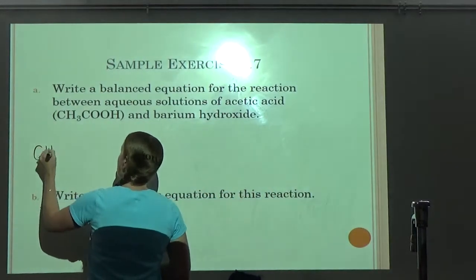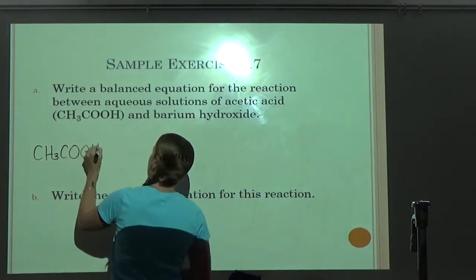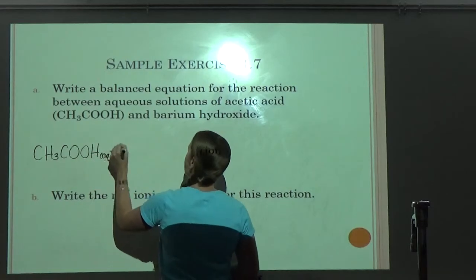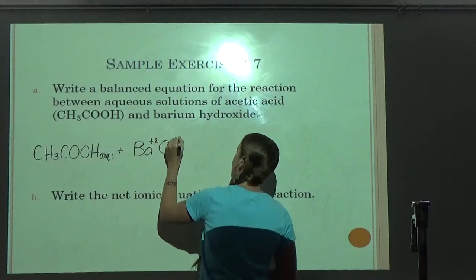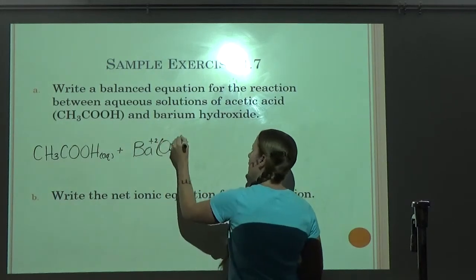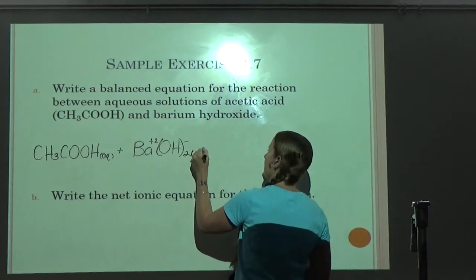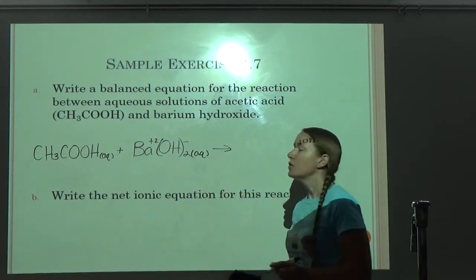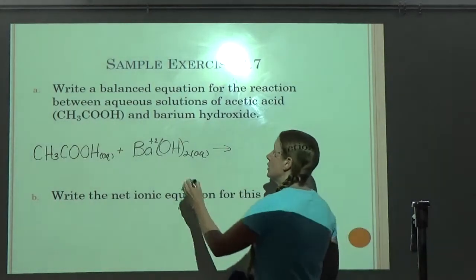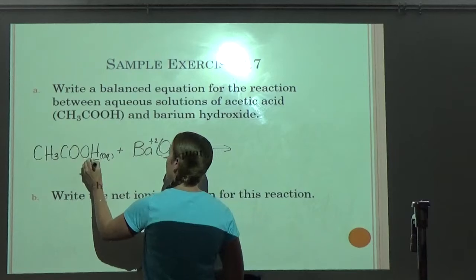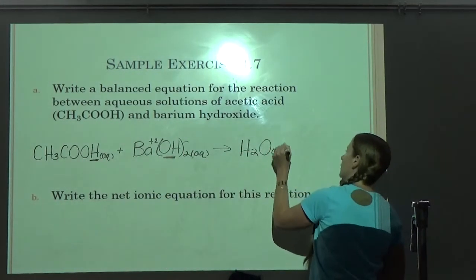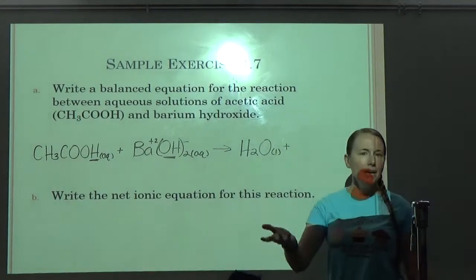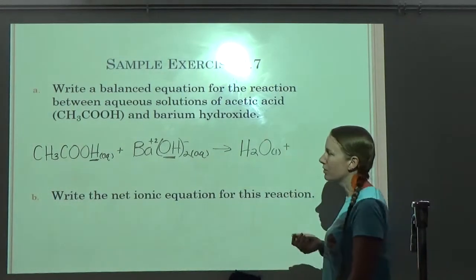So I have CH3COOH. That's aqueous. And of my barium hydroxide. So barium's Ba, it's positive 2. Hydroxide's OH negative, so I'm going to need 2 hydroxides, and that is also aqueous. So remember, in a neutralization reaction, your OH and your H are going to form water. So I'm going to have H2O. Water is a liquid.